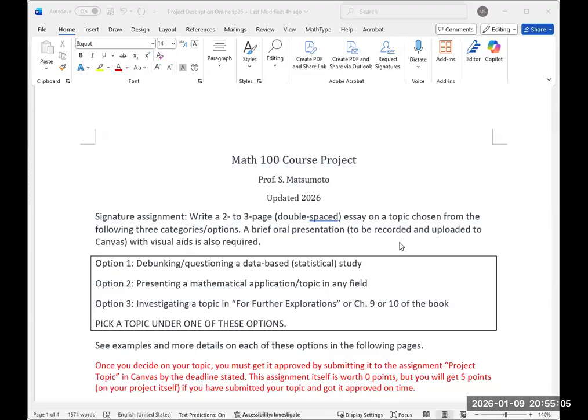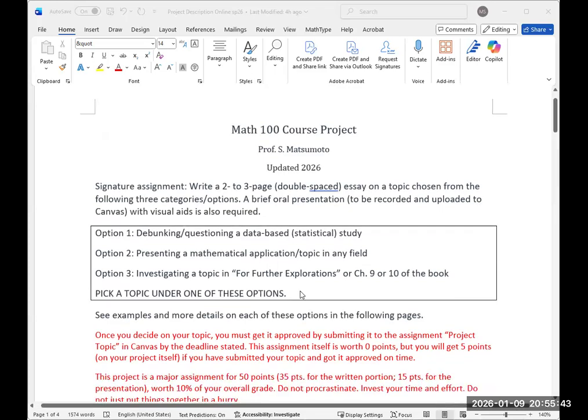All right, so Math 100 course project, what in the world is that? Okay, it is a signature assignment that consists of two parts. First, you are to write a 2 to 3 page double-spaced essay on the topic chosen from the following options. There are three basic options, and you would be picking your topic under one of these three options. A brief oral presentation, which is between 1 and 2 minutes, is also to be recorded and to be submitted along with your essay. So it has two parts, the written part and the video recording part.